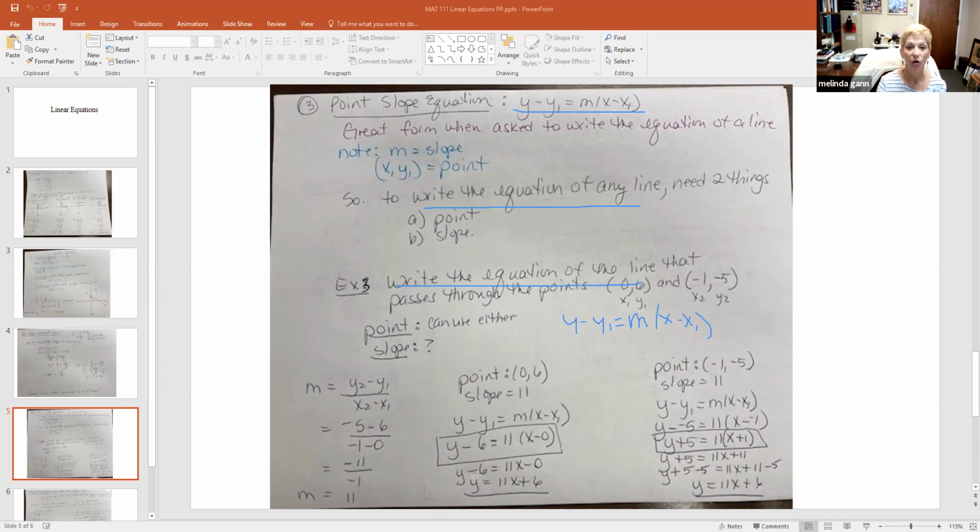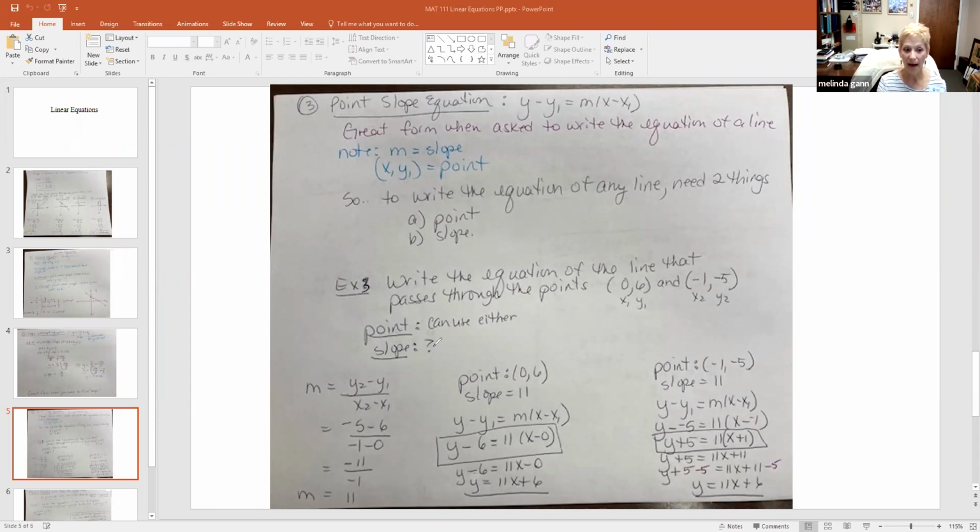Okay? So look at what we've got. I need to know two things, a point and a slope. Now, do I know a point? Oh yeah, I got more than enough points. I just need one and I got two, so I got extra points. But I'm missing my slope. I have to know my slope.